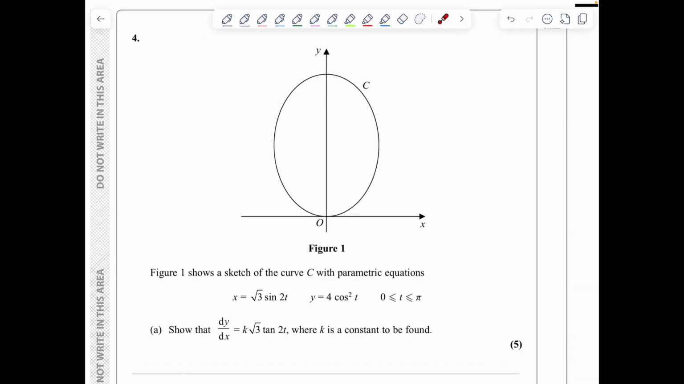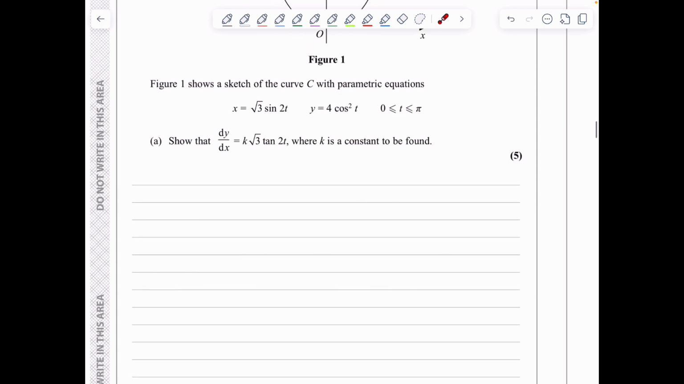In question 4, we've got the sketch of the curve C described parametrically with the parameter t attaining values between 0 and pi. And we need to show that dy/dx is k root 3 tan of 2t, where k is a constant to be found. I will start by finding expressions for dx/dt and dy/dt.